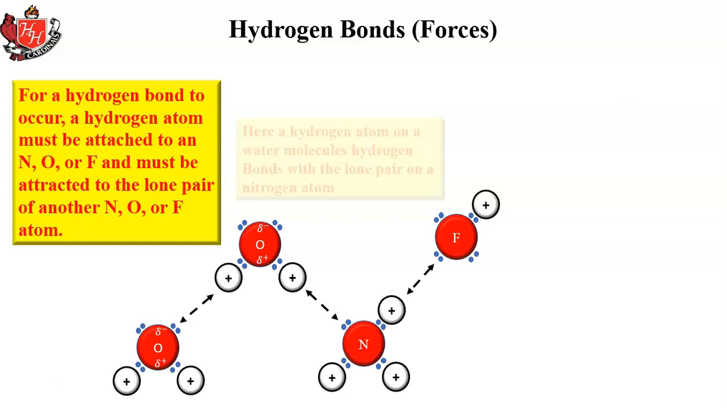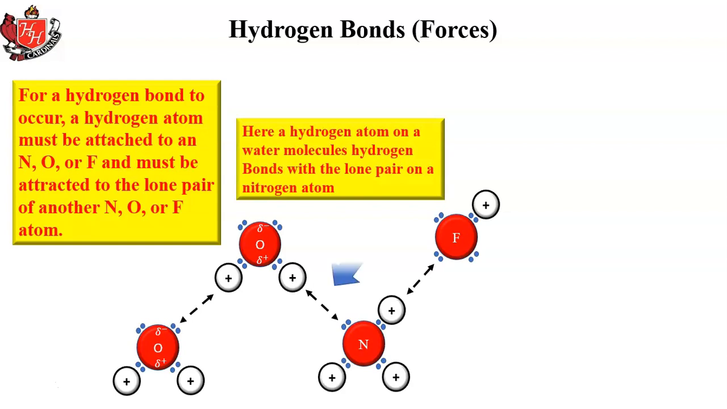Now, in the middle there, you have a hydrogen atom on a water molecule, and it hydrogen bonds with the lone pair on a nitrogen atom. So that nitrogen is part of an ammonia molecule, NH3. And so you can mix and match. You can have the hydrogen on an oxygen be attracted to the lone pair on a nitrogen.